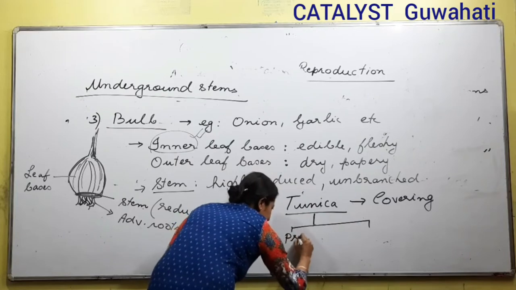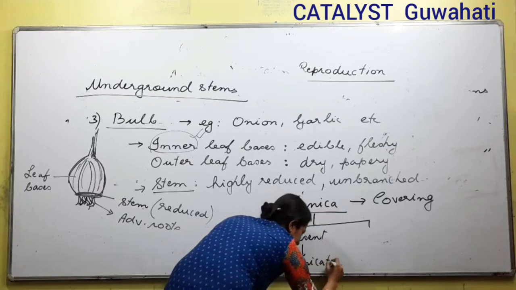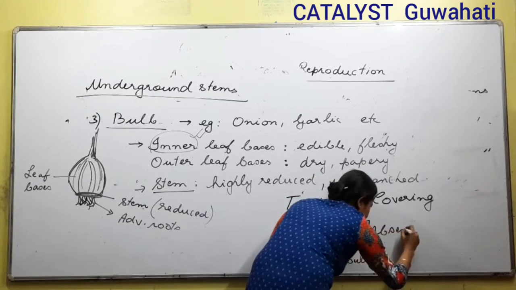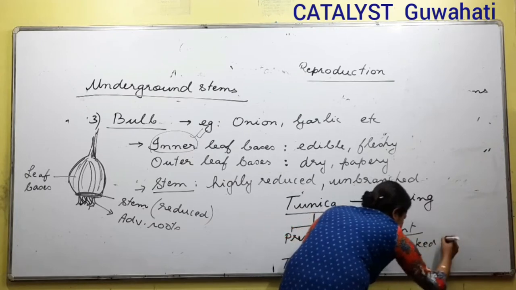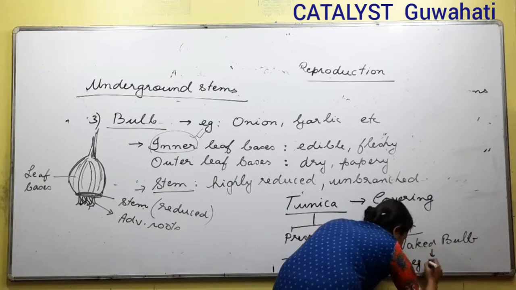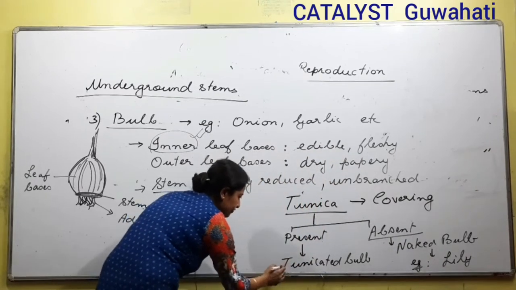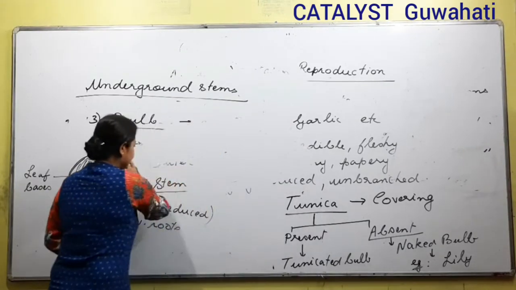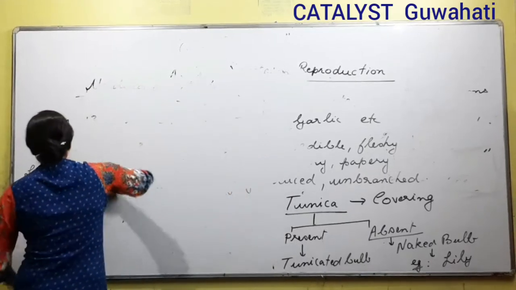If it is present, it is called tunicated bulb. And if it is absent, the bulb is called naked bulb. Example of a naked bulb could be chili. An example of tunicated bulb is onion and garlic. So if it has a covering, it is called tunicated, and if it does not have a covering, it is called naked.